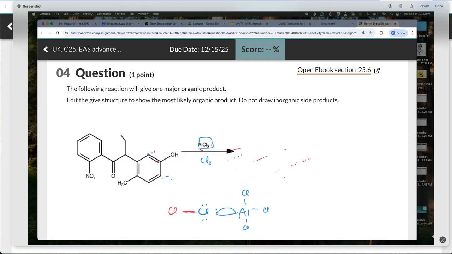Because it doesn't have to be chlorine on the other side. What else could it be? Carbon. It could be the carbon of an acyl chloride. Okay, so the aluminum trichloride can show up in two places, chlorination or Friedel-Crafts acylation.